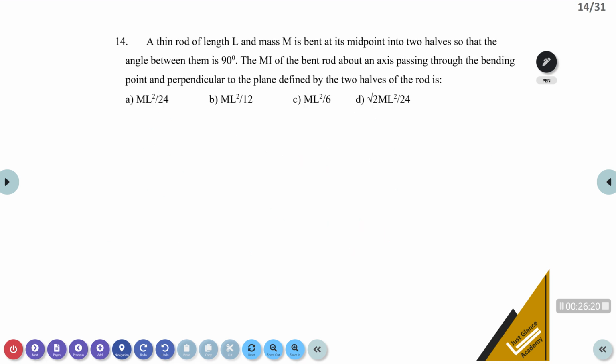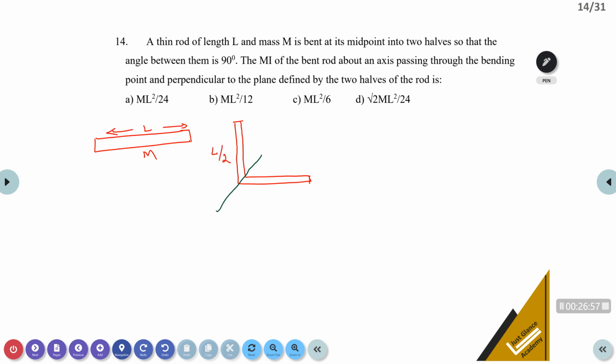Next one. A thin rod of length L and mass M. This is the rod, with length L and mass M, and it is bent at its midpoint. I will bend it into an L shape. The moment of inertia of the bent rod about this axis is asked.